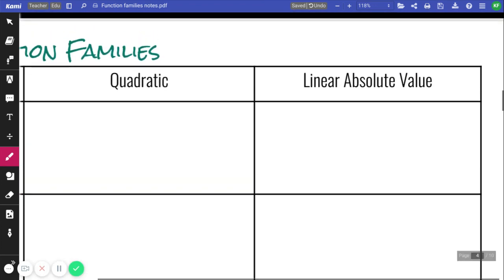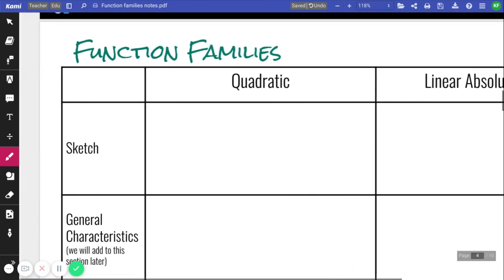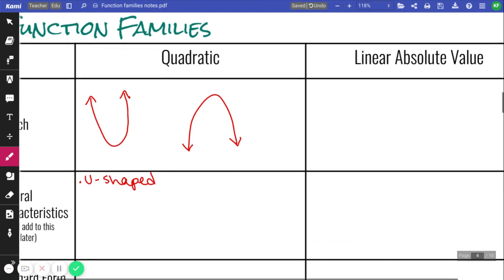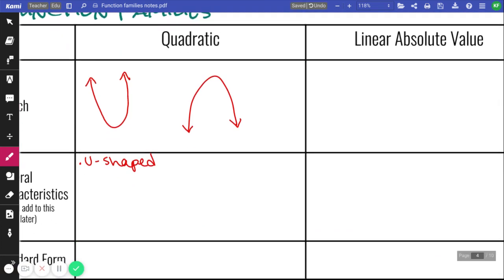The next one is quadratic. So a quadratic function is going to be a U-shaped function. They can be upwards facing U or downwards facing U. They are U-shaped. We'll add that to our characteristics. The word quadratic has a U in it, so that might help you remember it.